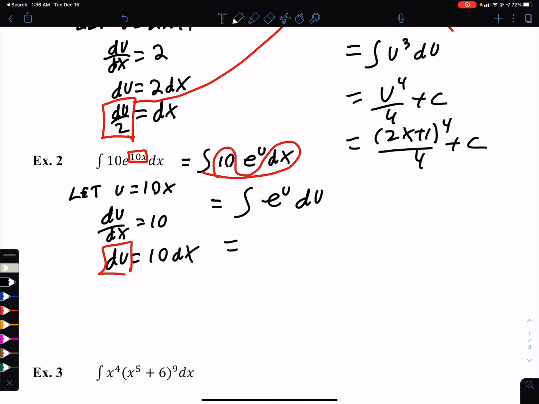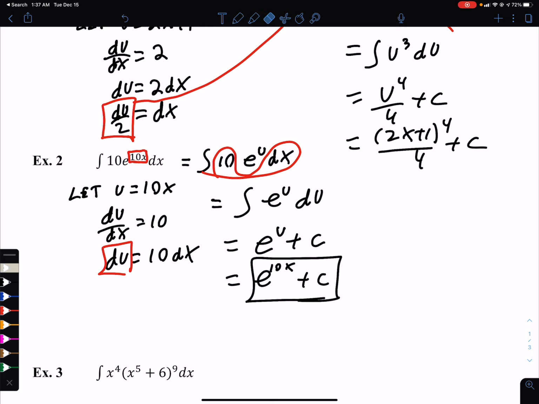The antiderivative e to the u, I am my own grandpa. But I replace u with this equivalent 10x. So it's e to the 10x plus c. There's my answer. Now the other method I will do for you. Let me erase all this.